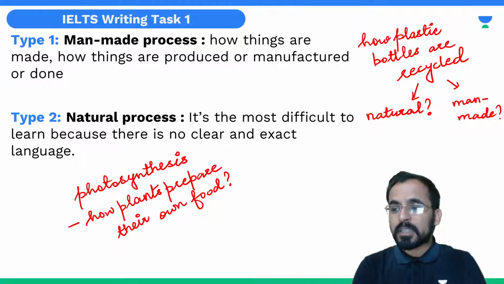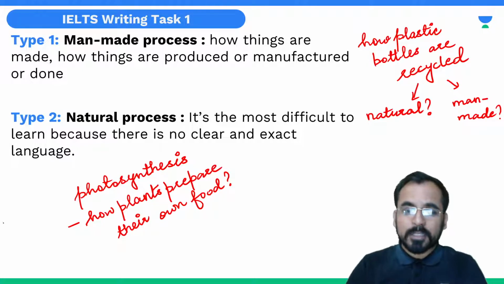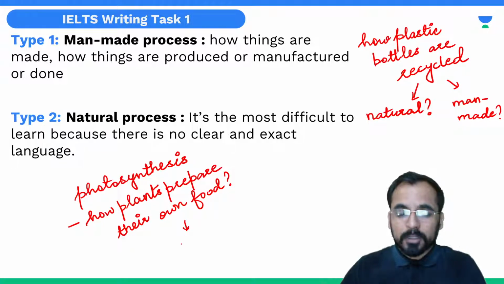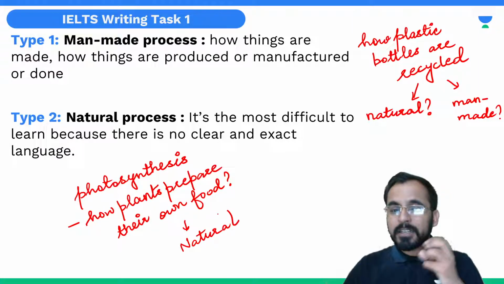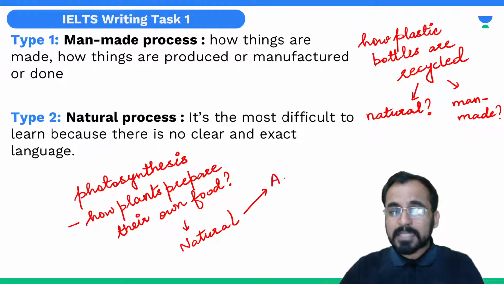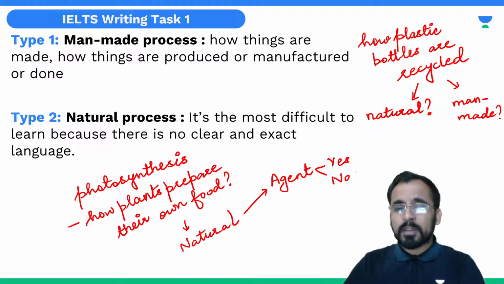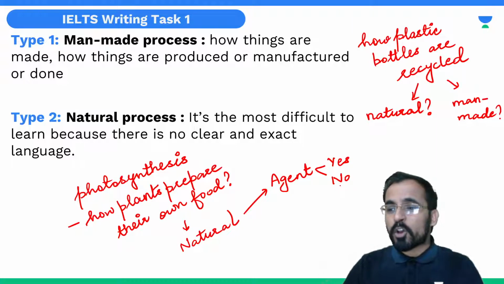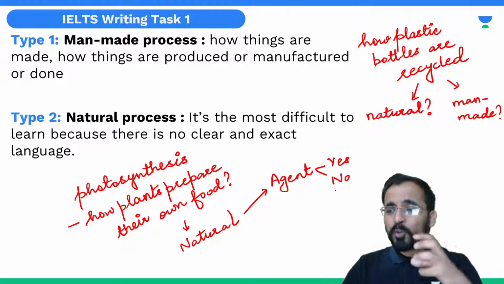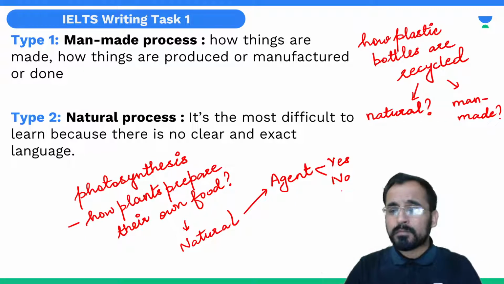Think about it. It's a natural process. Now, my next question to you is, when we have a natural process, क्या हमारे पास agent होता है? Do we have any agent who does the action? So whenever we talk about natural processes, do we have any agent who does the action or it happens automatically? There's no agent involved, am I right?